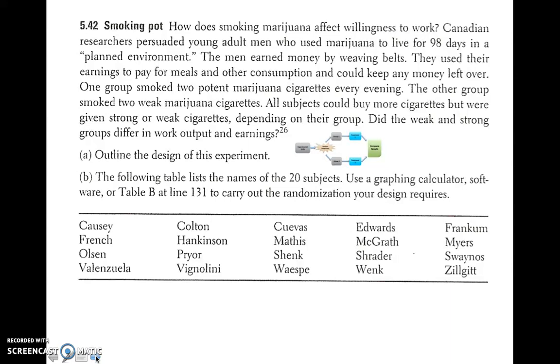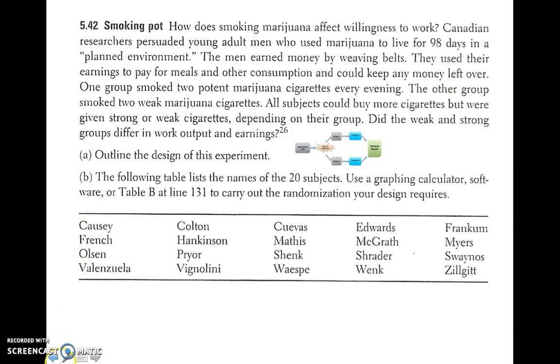Okay, here are some more examples that you are going to work on your own. So you're going to need to read the experiment, pause the computer, read the experiment. The first thing you're going to do is make an outline for the design, and this is kind of the framework we've been using. And then down here you have a list of 20 subjects, and you're going to use your graphing calculator or that random table, line 131, to randomize your design. Please remember that the first thing you need to do is, in alphabetical order, assign each one of these subjects a number between 1 and 20.